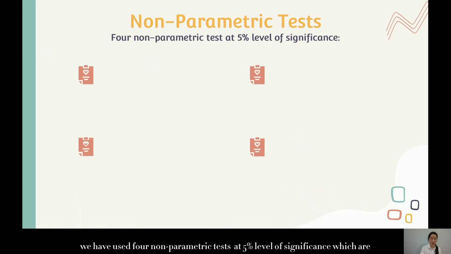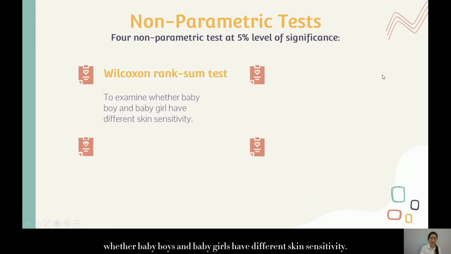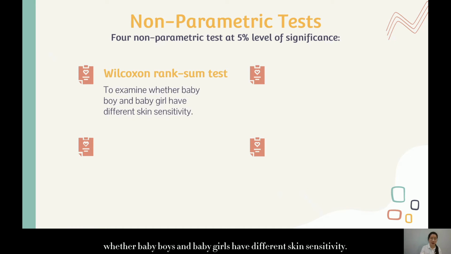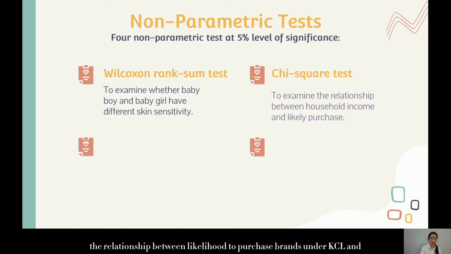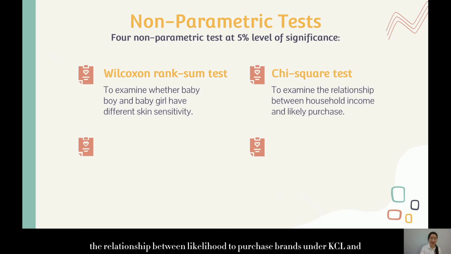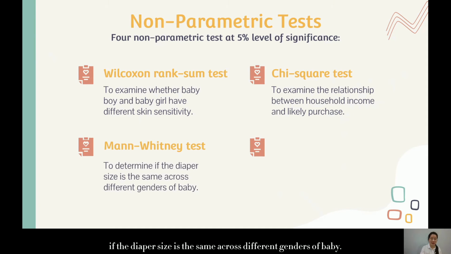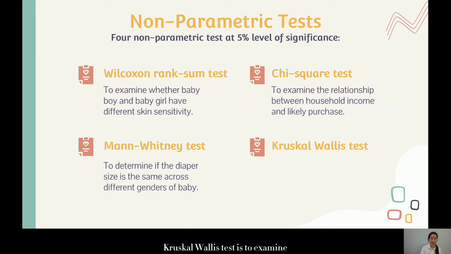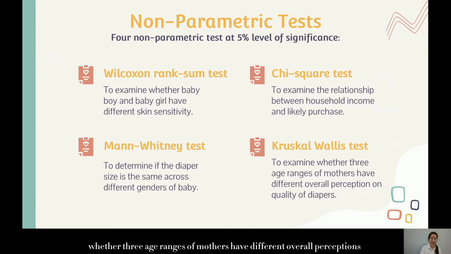In this case study, we have used four non-parametric tests at 5 percent level of significance, which are Wilcoxon test, chi-square test, median test, and Kruskal-Wallis test. Firstly, the Wilcoxon test is to examine whether baby boy and baby girl have different skin sensitivity. Chi-square test is to examine the relationship between likelihood to budget, brands under KCL, and household annual income. Mean value test is to determine if the diaper size is the same across different gender of baby. Kruskal-Wallis test is to examine whether three age ranges of mother have different overall perception on quality of diapers.